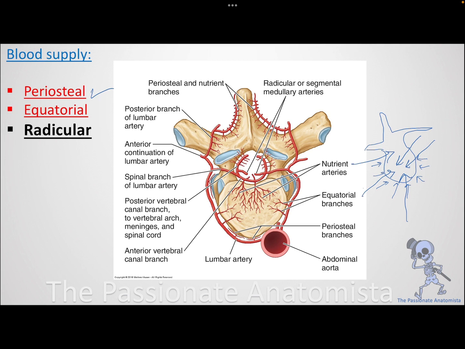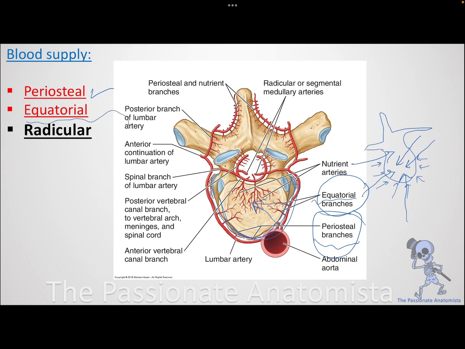call it equatorial. All right, so the equatorial goes to the equator, deepens inside. The periosteal is only outside for the periosteal layer. So we have periosteal, we have equatorial, and we have the radicular.